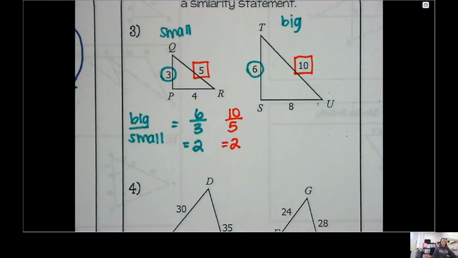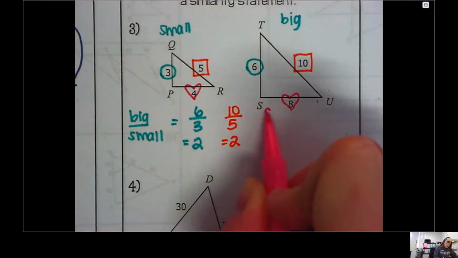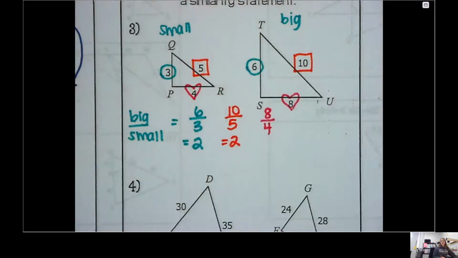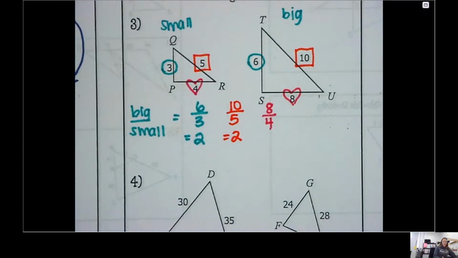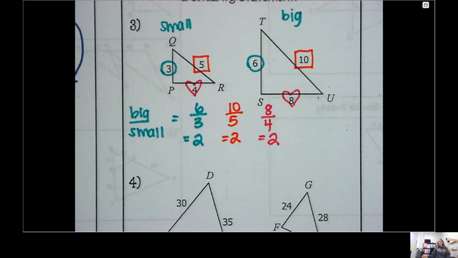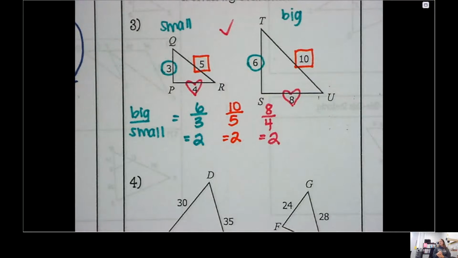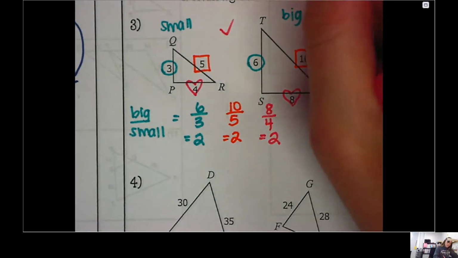What's my last fraction? 8 and 4. And what is 8 divided by 4? 2. So are all of these exactly the same ratios? Yes, they're all the same. So are these similar or not similar? They are similar.